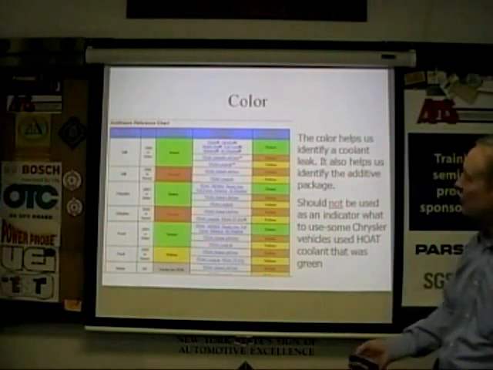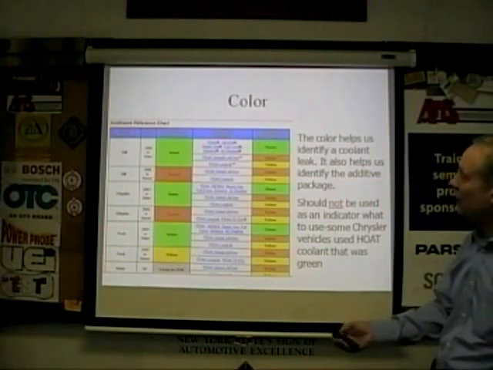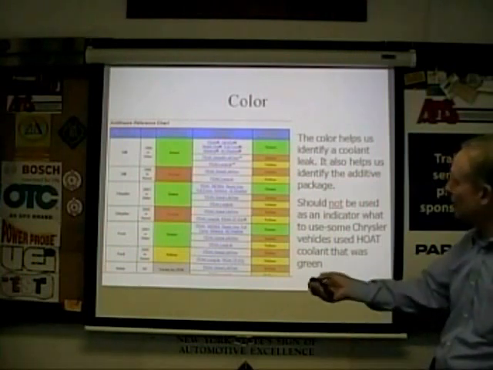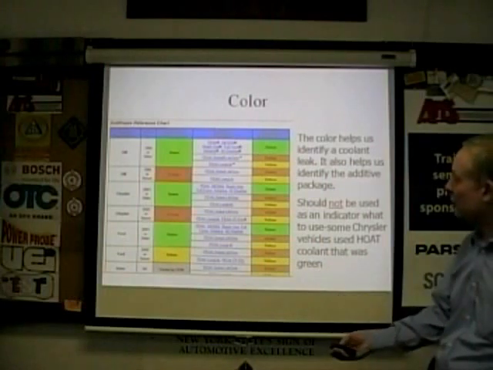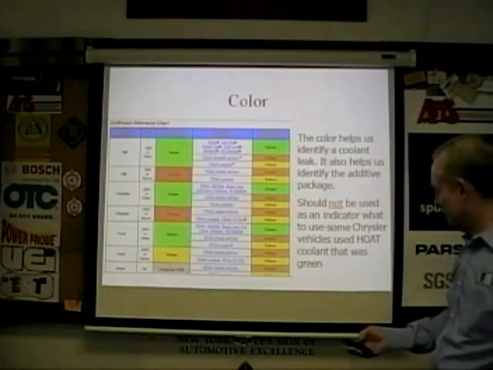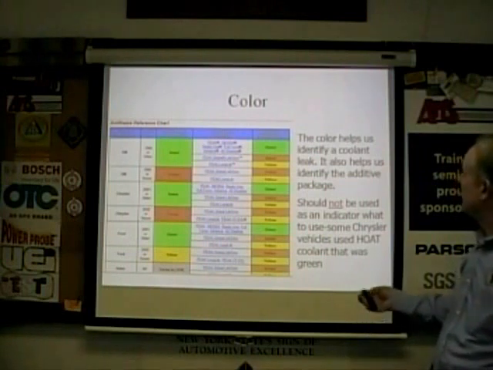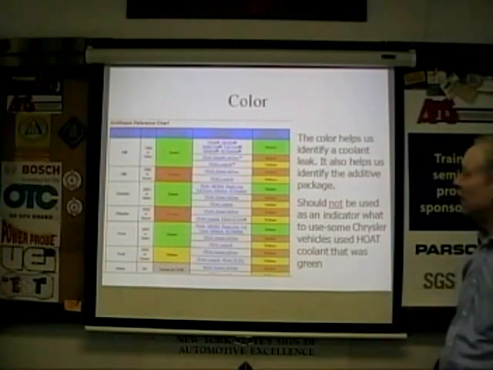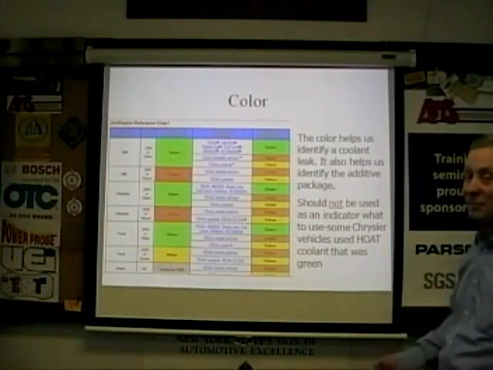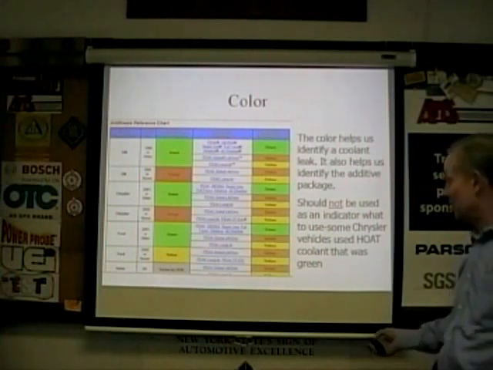As you can see, there's a chart here. I'm not going to go over it, but they have different colors. Some of the colors overlap. You have a GM green and a Chrysler green and a Ford green. Read the specs. All right? The text here says it all. It helps us identify it, but that doesn't mean that it's the total answer. You've got to read the specs.